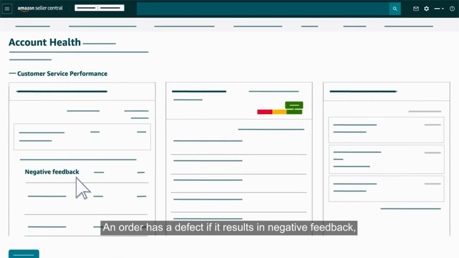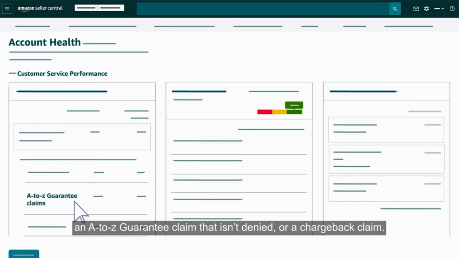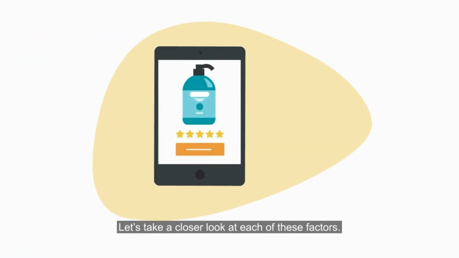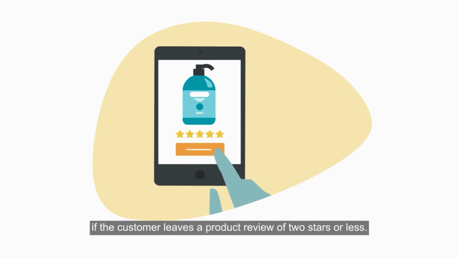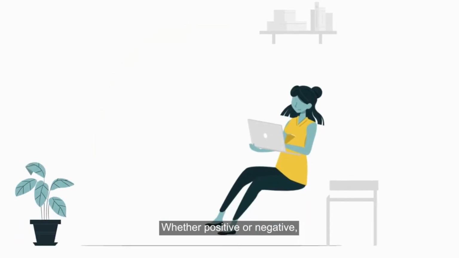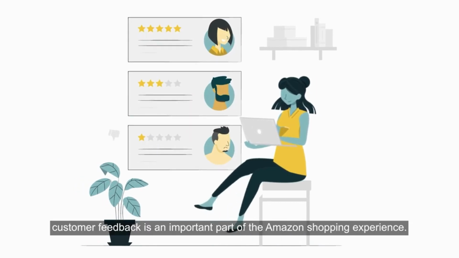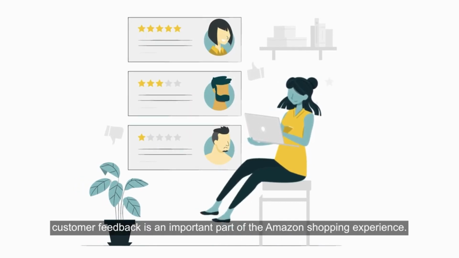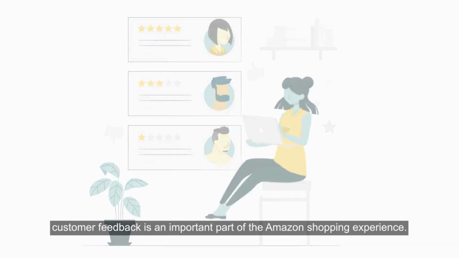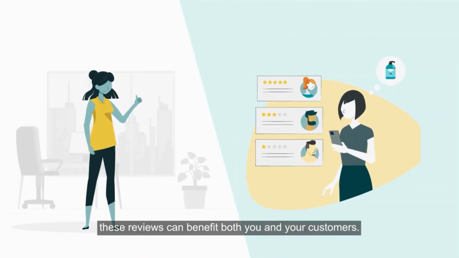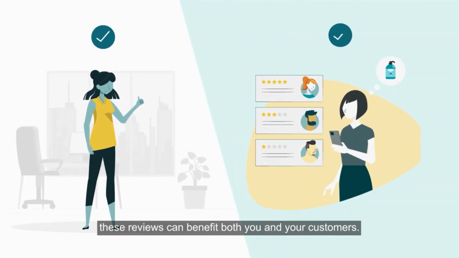An order has a defect if it results in negative feedback, an A to Z guarantee claim that isn't denied, or a chargeback claim. Let's take a closer look at each of these factors. Customer feedback is considered negative if the customer leaves a product review of 2 stars or less. Whether positive or negative, customer feedback is an important part of the Amazon shopping experience. Managed appropriately, these reviews can benefit both you and your customers.